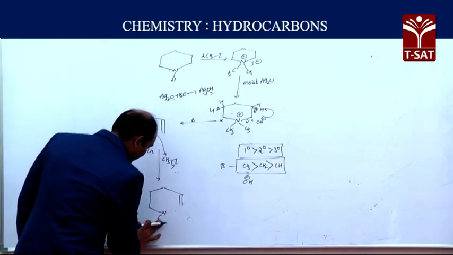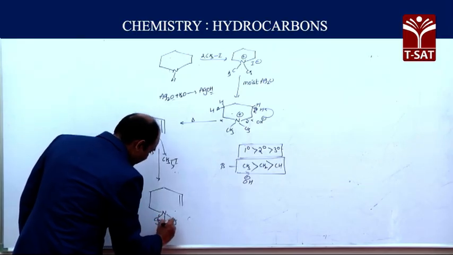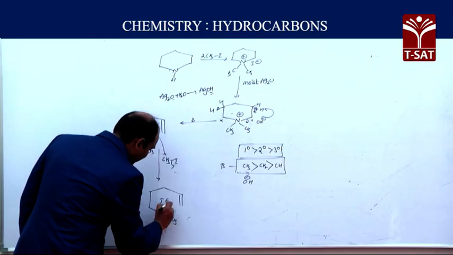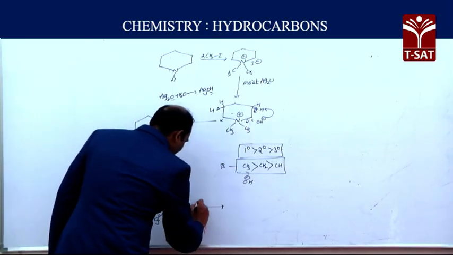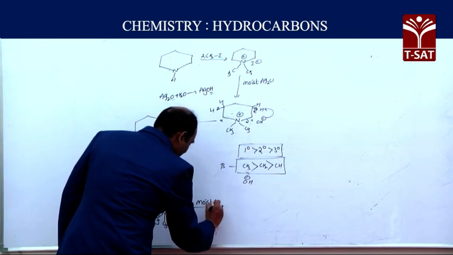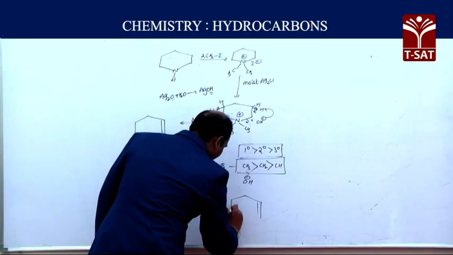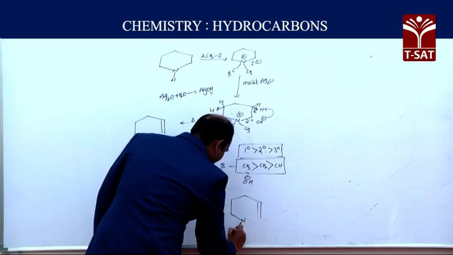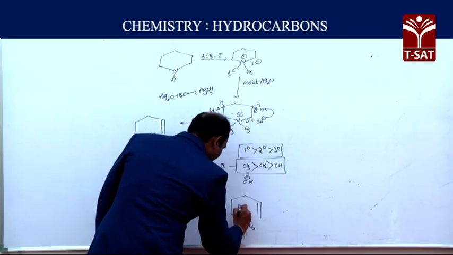N, here this is CH3, this is CH3, this is CH3 plus I minus. This quaternary ammonium salt is formed. Again it is treated with moist Ag2O, and what happens: I minus is replaced by OH minus. This is N, this is CH3, this is CH3, this is CH3 plus OH minus.